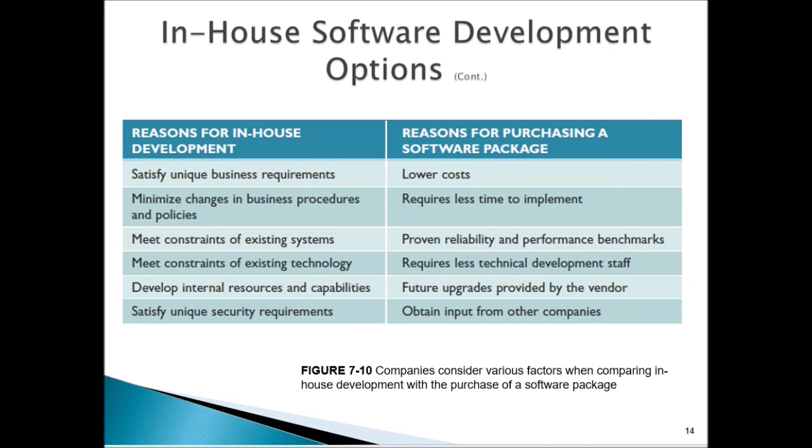So, reasons for purchasing a software package: like I said, the costs are almost always going to be lower. The implementation time will be less. There are proven reliability and performance benchmarks because, like I said, the external company is going to have a lot more resources that they dedicate to this full time. You will need a much smaller staff. Future upgrades are provided by the vendor, as well as regulatory changes such as taxes, financial aid changes, what have you. And you can obtain input from other companies as a collective, and those other companies would be companies that use the same software package.